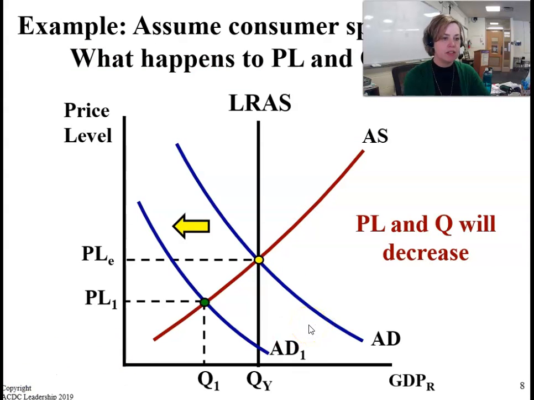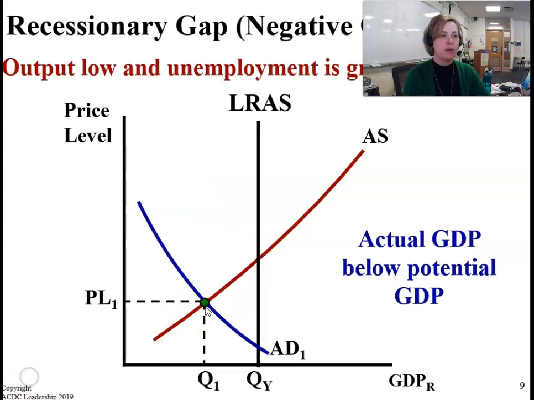What would happen if consumer spending falls? Then AD would move from here to here. You would have both the price level and quantity or real GDP would decrease in this example. So at this point, the economy would be in a recessionary or negative output gap. Actual GDP is below the potential GDP.